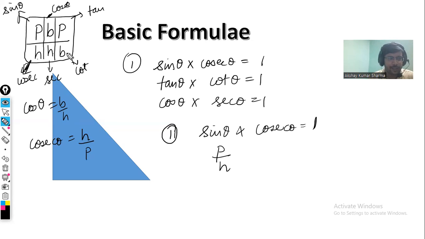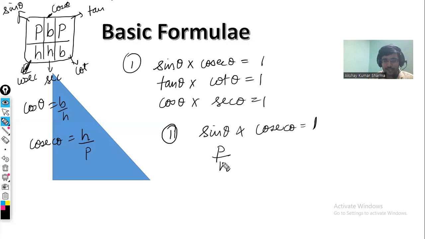Pandit Badri Prasad Har Har Bol. Sine, cos, tan, cot, sec, cosec. So just for quick revision, keep this in your mind, guys. That will help you out.